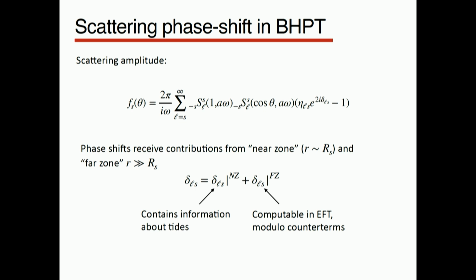And this phase shift receives contributions from kind of two regions. One is the so-called near zone, which is the region near the horizon of the black hole, which encodes all of these finite size effects. It encodes the knowledge of these Love numbers, et cetera, et cetera. There's also the far zone piece of this phase shift, which is actually what the EFT knows about. This is kind of the scattering very far away from the object.